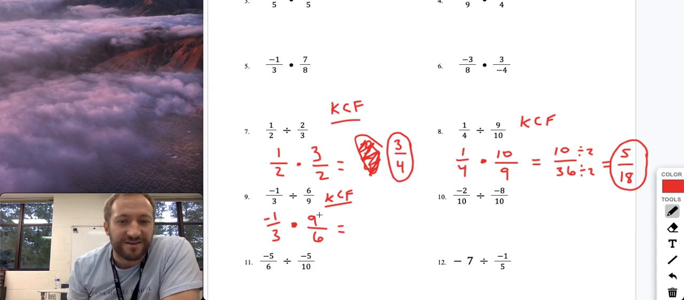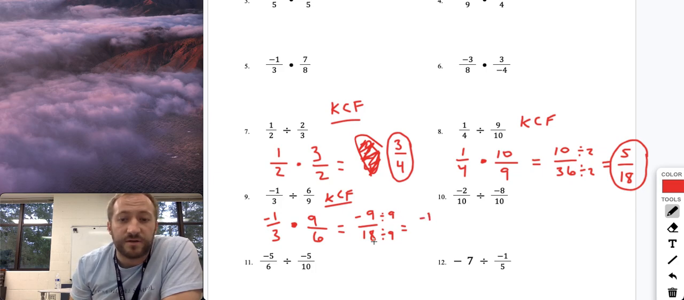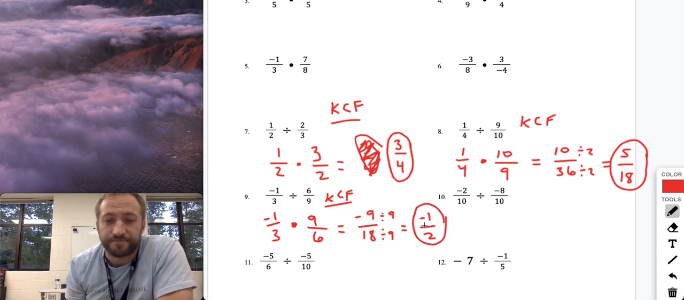Let's go multiply. Negative 1 times 9 gives me negative 9. 3 times 6 gives me 18. Now let's see, what could go into 9 and 18? Oh, 9 could actually. 9 here would be the greatest common factor. So negative 9 divided by 9 gives me negative 1. 18 divided by 9 gives me 2. And I can't take that any further, so that's my final answer, negative 1/2.